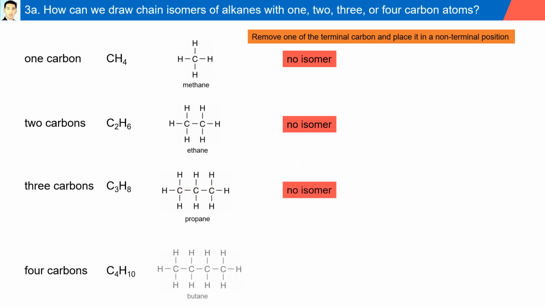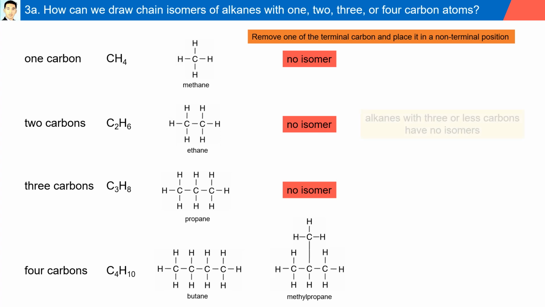In 4 carbons, we have one long chain, which is called butane. When we remove a terminal carbon and place it on the second carbon, it forms a branch chain alkane. It is called 2-methylpropane. Since there's only one place for the methyl to be attached, a number is not associated with the name. Alkanes with 3 or less carbons have no isomers, while 4 carbon has 2 isomers.